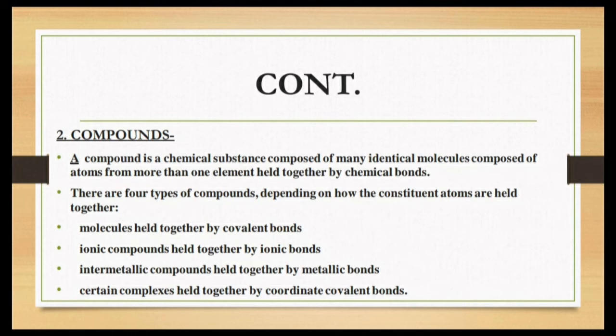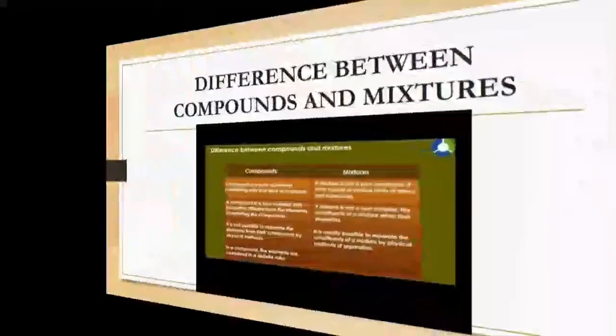There are four types of compounds, depending on how the constituent atoms are held together. The first is molecules held together by covalent bonds. If covalent bonds are present, the compounds will form. Second, ionic compounds held together by ionic bonds only. Third, intermetallic compounds held together by metallic bonds. Fourth, certain complexes held together by coordinate covalent bonds.